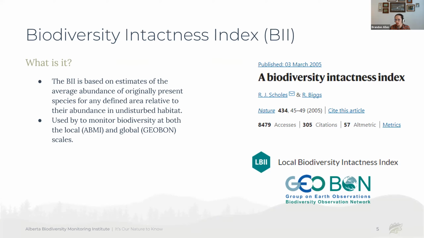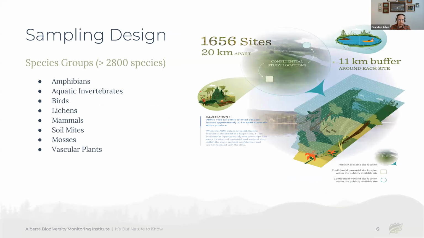So it was first proposed in 2005. There have been lots of minor tweaks and iterations, but overall the core messaging is the same. Again, it's just comparing how many species are there under natural conditions to a state where there was some sort of disturbance. So again, this sounds really straightforward to calculate, but there is a lot of work that goes into getting all of the data that is necessary to calculate an index like this.